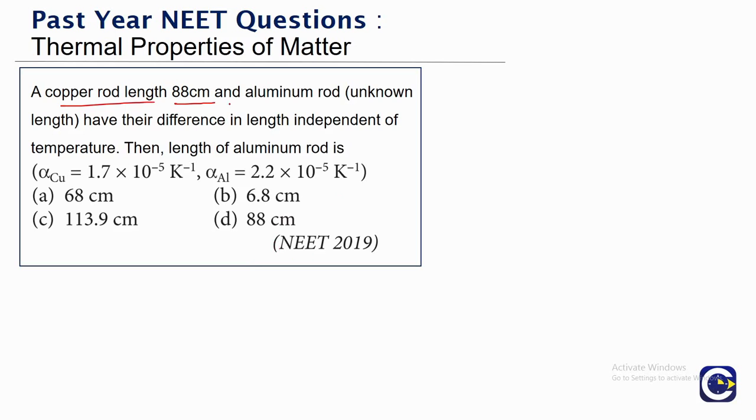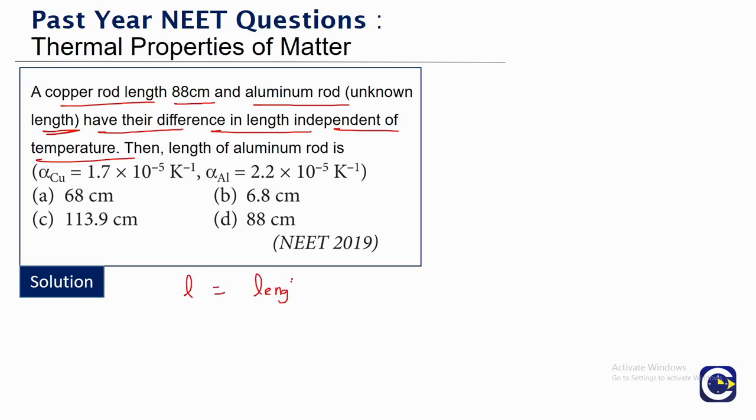A copper rod of length 88 centimeter and aluminum rod of unknown length. So aluminum rod length is not given. They have their difference in length independent of temperature. Means what? Say for example, initially let us say the length of the aluminum rod is L. Irrespective of the temperature, the difference in length remains the same.